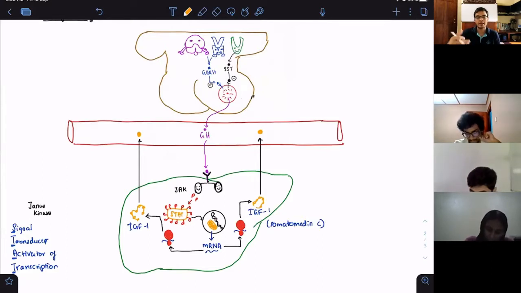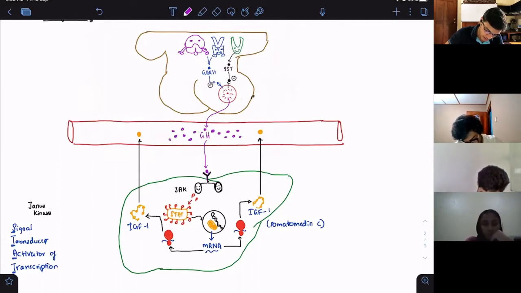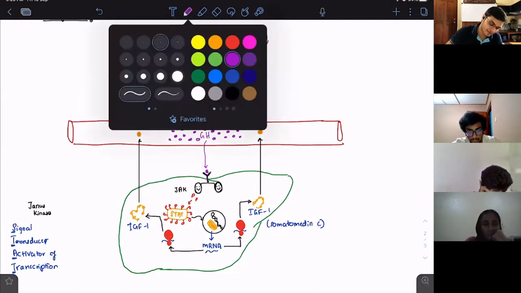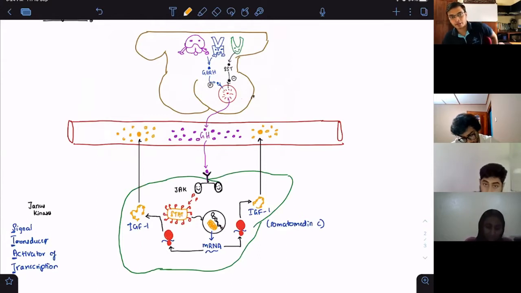Now you all know, any hormone, if it is in the blood, there should be some negative regulation. Otherwise hormones will keep increasing in the blood. So just like that, there are negative feedback mechanisms. Let's say growth hormone is now a little bit high, and IGF-1 is also a little bit high. You can draw in the same diagram.